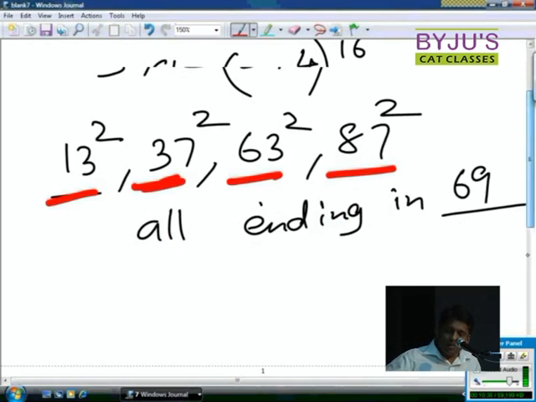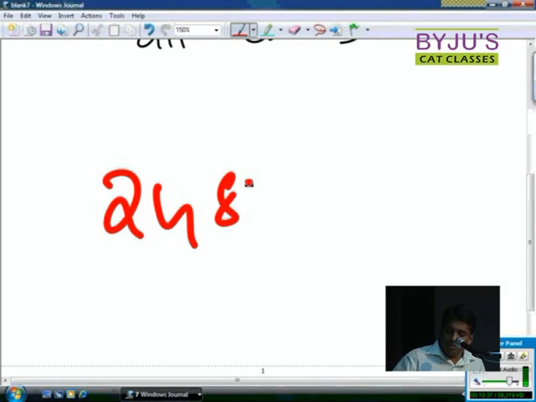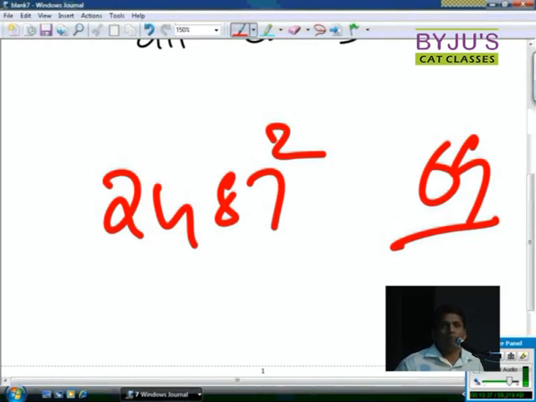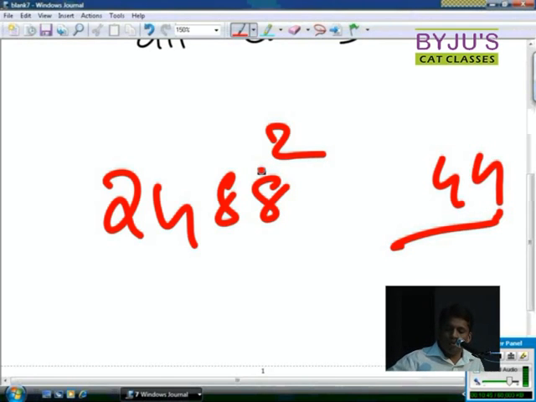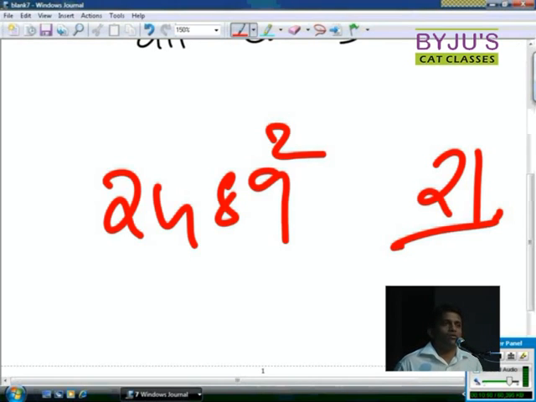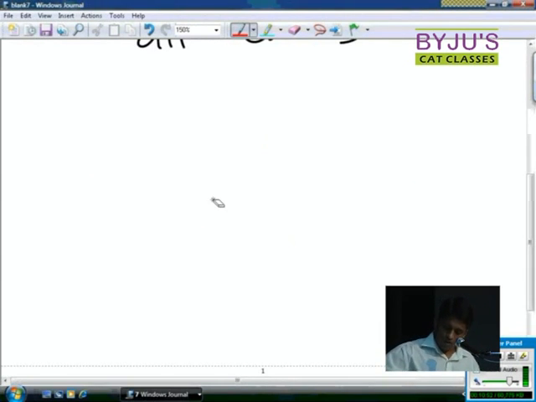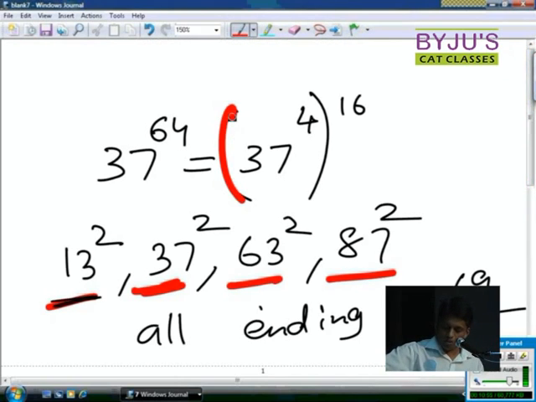Because you can take it this way, right? It's like this. What is 2487 last two digits? 69. What is 2488 last two digits? 44. 2489 last two digits? 21. That's a direct method. See, this right now I'm giving you not a concept, a speed method to find this fast.